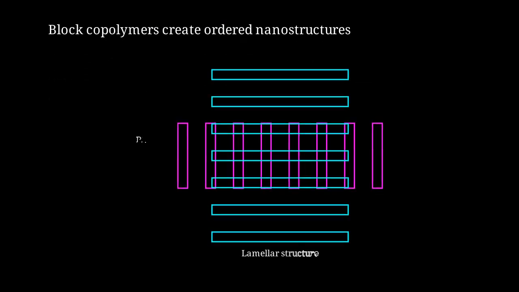These structures serve as templates for nanofabrication. Etch away one phase, and you have a nanoporous membrane. Infiltrate with a metal precursor, and selectively reduce it to create nanowire arrays. Self-assembly provides the pattern for free.